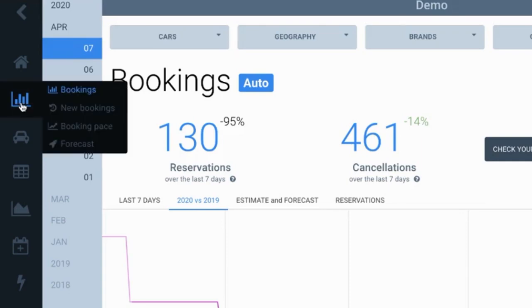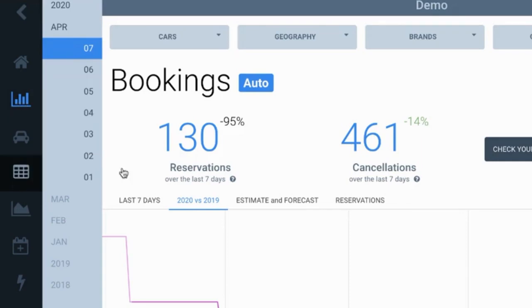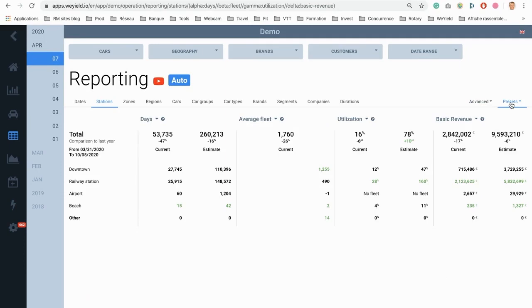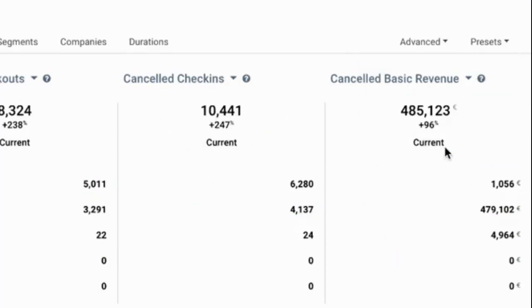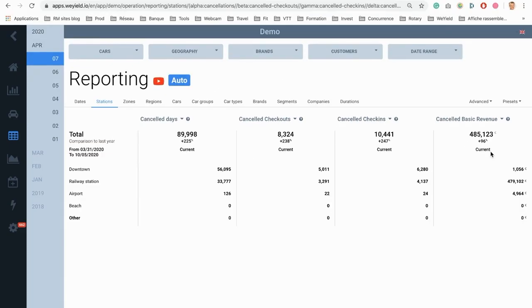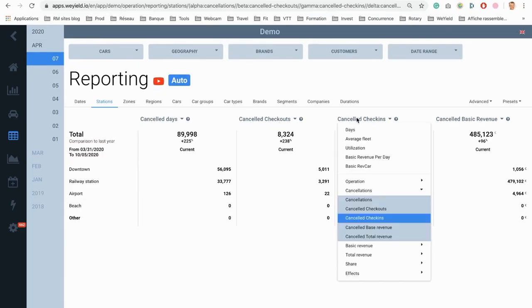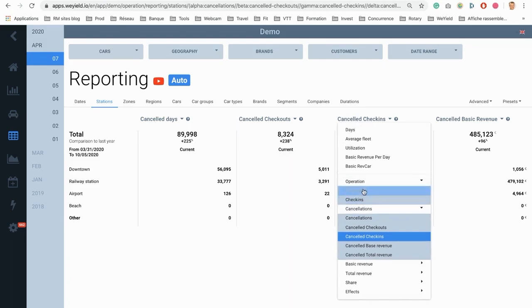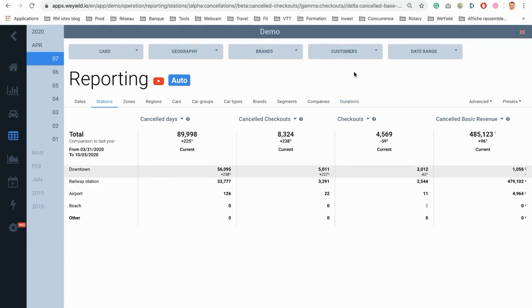We also developed on the reporting part an analytics of these cancellations that you can find in the preset cancellation analysis, and you are able to cross all the data together, focusing on the cancels, but as well as on the regular business, which is on the book.